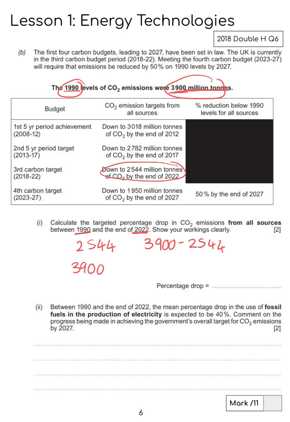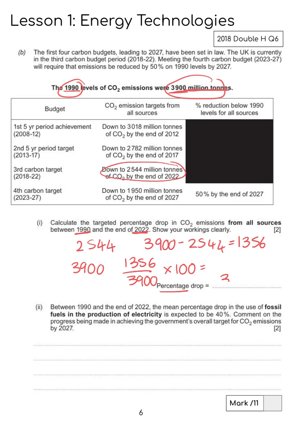So we do 3,900 take away 2,544, which is equal to 1,356. And then we're working it out as a percentage. So we take that answer, 1,356, and we divide it by what we started with, but it's a percentage. So then you times it by 100.